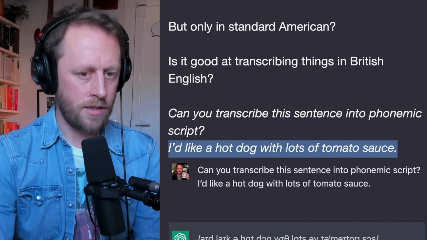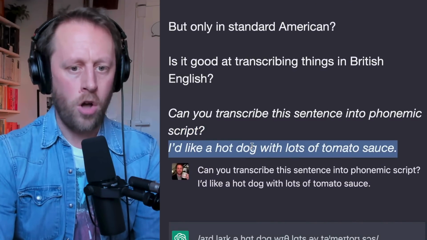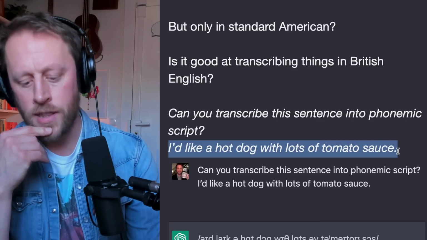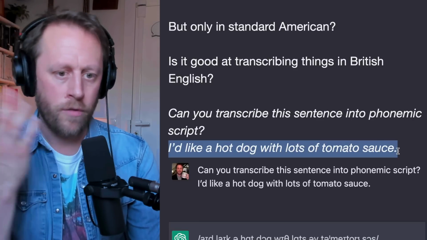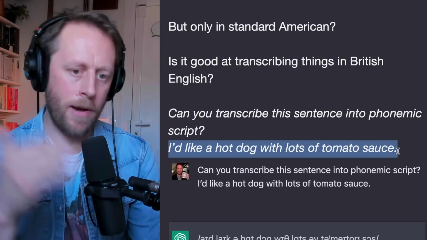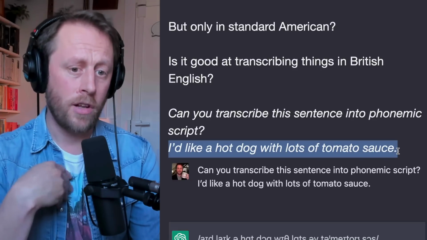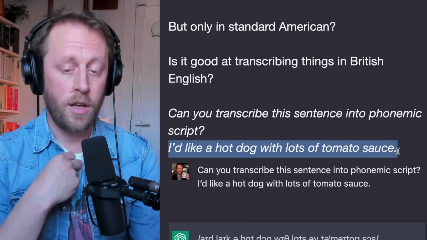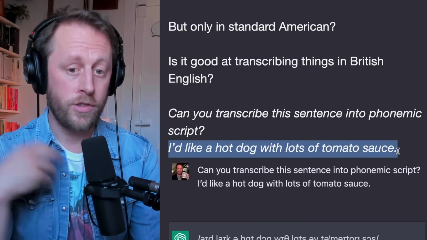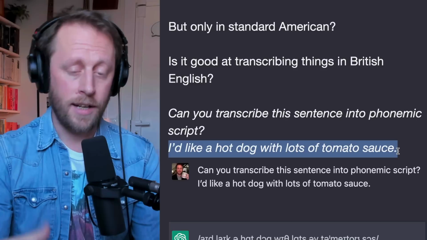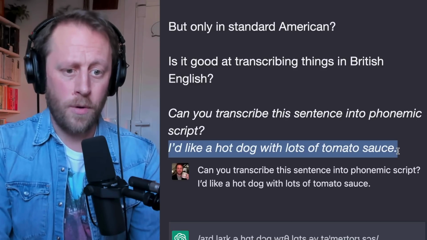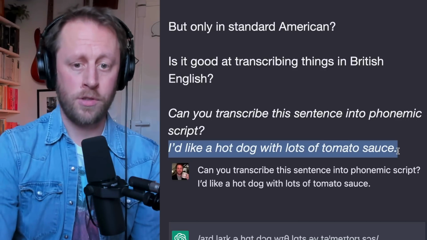So here's a sentence. I'd like a hot dog with lots of tomato sauce. Now, I designed that sentence so that it would reveal differences mainly between British and American English, because I'd say there's lots of O sounds in there. Hot dog with lots of tomato sauce. Also in the UK we say tomato, and in the States they tend to say tomato or tomato. So I'd like a hot dog with lots of tomato sauce.